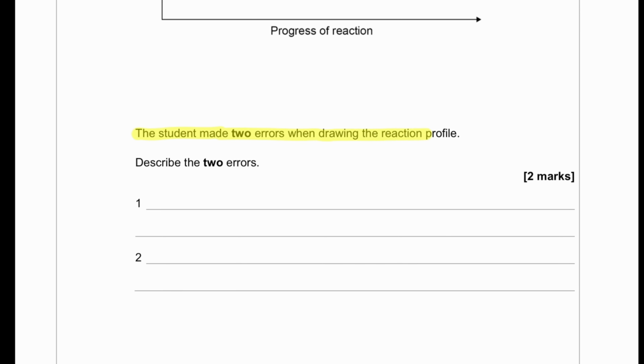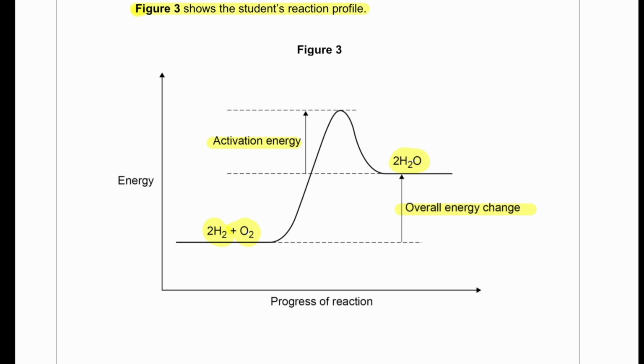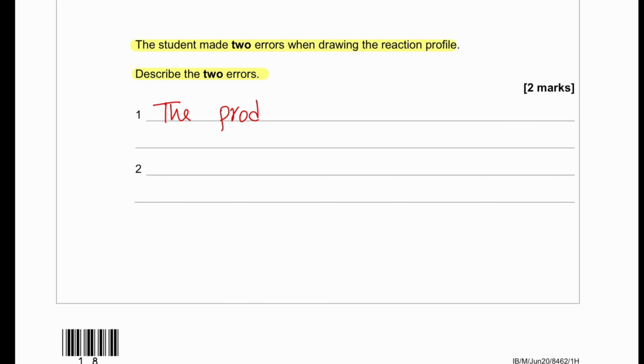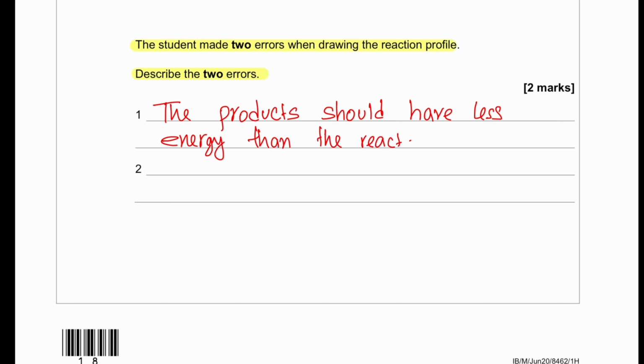The student made two errors when drawing the reaction profile. Describe the two errors. According to the student, the overall energy change is endothermic. However, the reaction between hydrogen and oxygen is exothermic. The second mistake the student made is with the activation energy. It is the minimum amount of energy the reactant must reach before the reaction is started. So it starts from the energy level of the reactant up until the top. So that is also wrong.